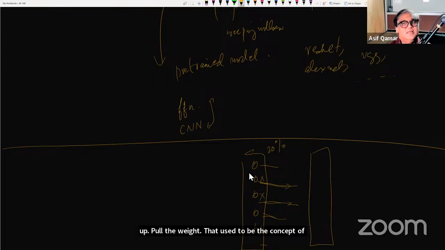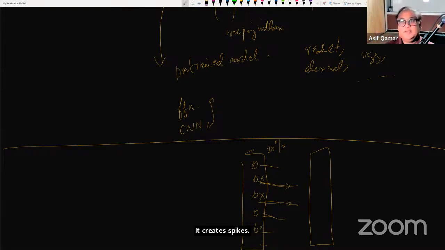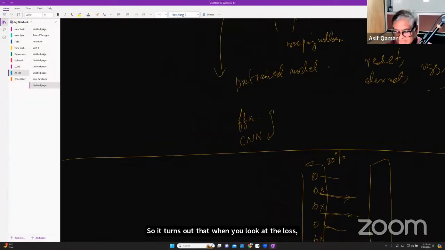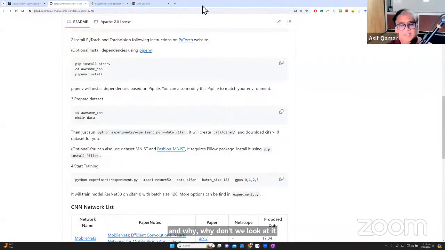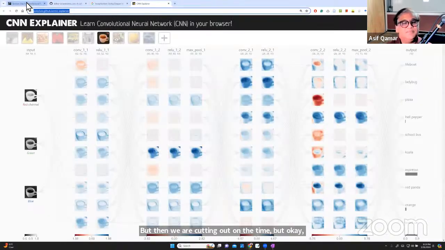See, the intuitive argument sort of makes sense. There's a paper about it and so on and so forth. Today, when we look back at it, I can tell you what it does to the loss landscape. It creates spikes, like a porcupine has spikes on its body. So it turns out that when you look at the loss landscape, and why don't we look at it? But then we are cutting out on the time. But okay, that's all right. This is important.